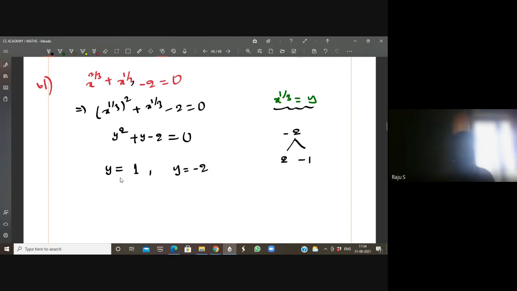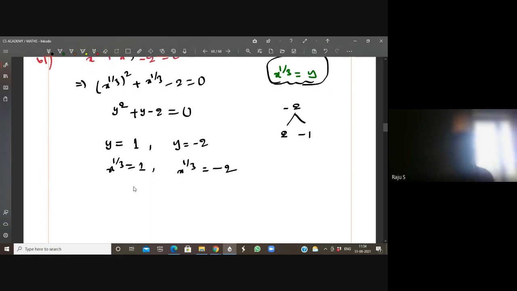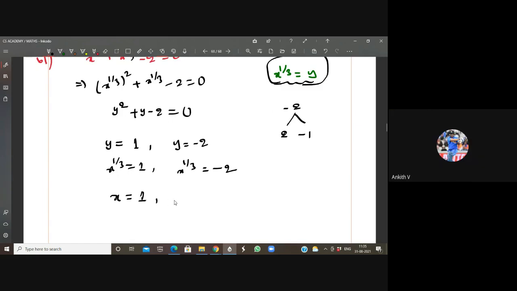But what is y actually? The value is x to the power of 1 by 3. So x to the power of 1 by 3 is equal to 1, and x to the power of 1 by 3 is equal to minus 2. Students, cubing on both sides, we get x equal to 1 or x equal to minus 8.